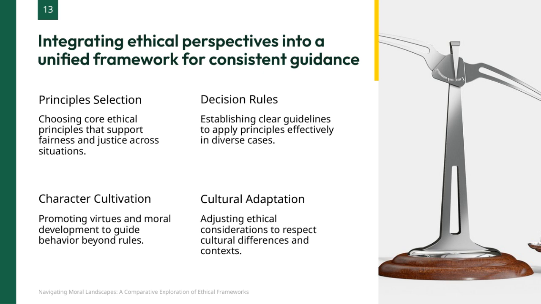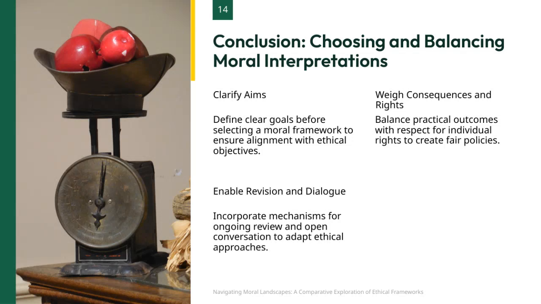Here in our conclusion, we focus on how to choose and balance moral interpretations effectively. First, it's essential to clarify your aims. Defining clear goals before selecting a moral framework helps ensure everything aligns with your ethical objectives. Next, we need to weigh consequences and rights carefully. This means balancing practical outcomes alongside respecting individual rights to craft fair and just policies.